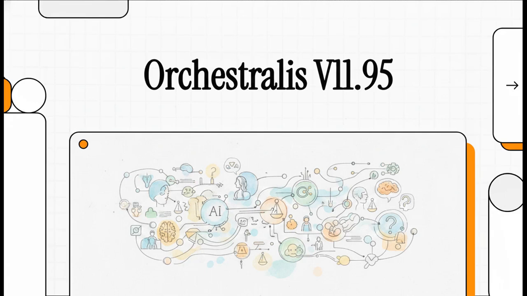Welcome to the Explainer. So, have you ever wondered what happens when an AI ecosystem, or a massive smart city grid, becomes so incredibly complex that it practically needs a mind of its own just to manage itself? Well, today we are diving deep into Orchestralis V11.95.